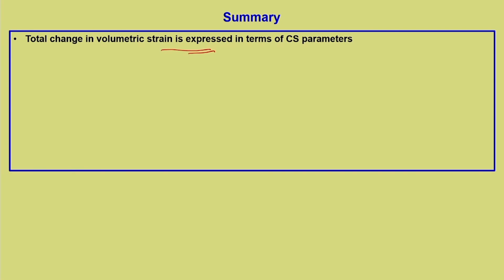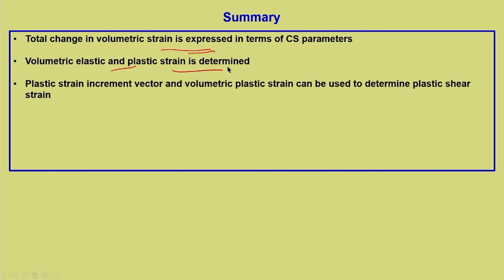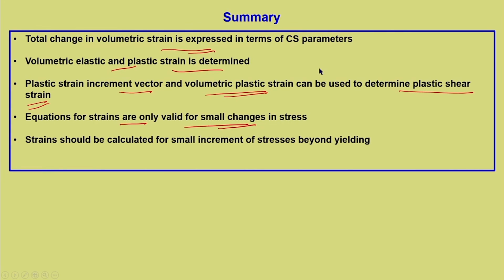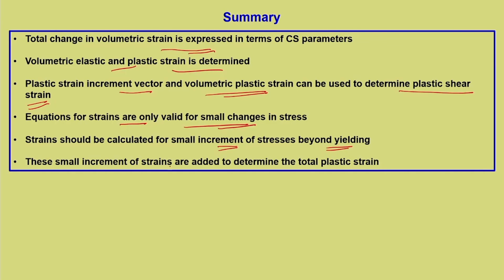So, let us try to summarize what we have done essentially in this lecture, which is to demonstrate how we can determine the strains from the MCCM model. The total change in volumetric strain is expressed in terms of critical state parameters. Volumetric elastic and plastic strain is determined. Plastic strain increment vector and volumetric plastic strain can be used to determine plastic shear strain. So, this also we have discussed. Equations for strain are only valid for small changes in stress, specifically when it yields and when there is expansion of yield curve. Strains should be calculated for small increment of stresses beyond yielding. These small increments of strains are added together to determine the total plastic strain.